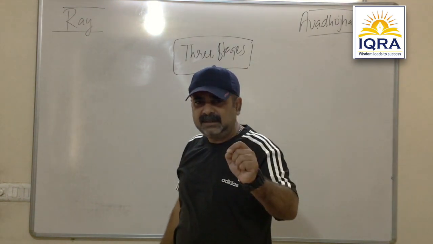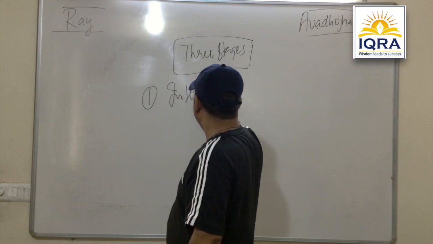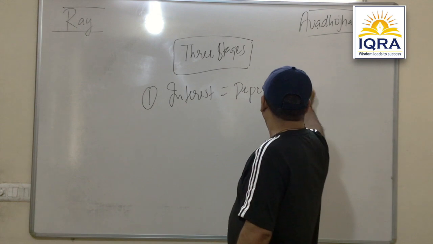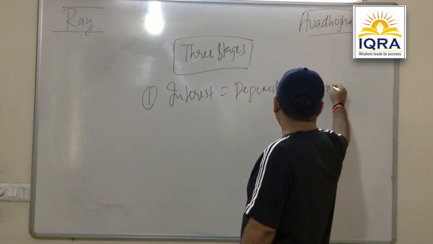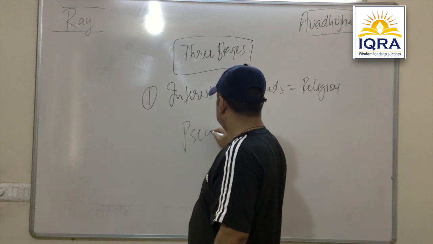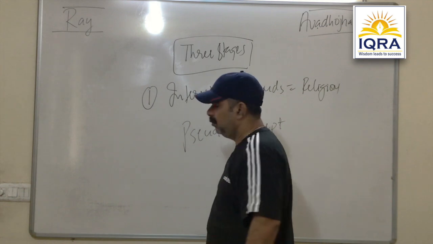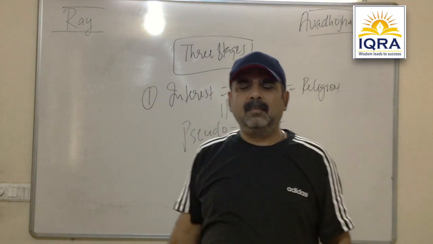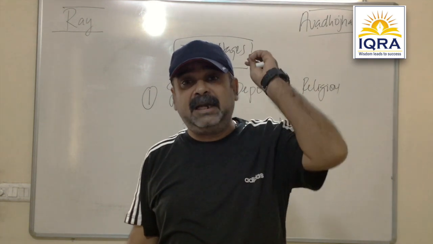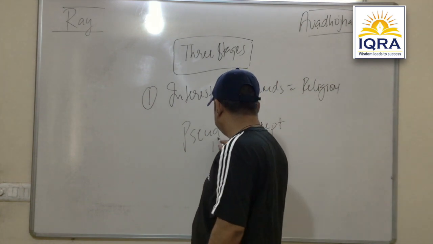Communalism says the interest of a person depends on his religion, which is completely a pseudo concept. Communalism says that the interest of a person depends upon his religion, which is completely a pseudo concept. How? I'll give you an example.